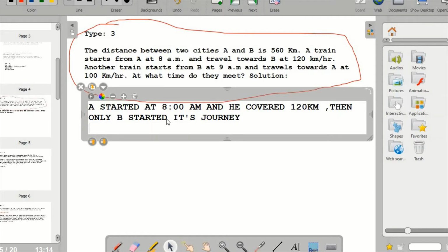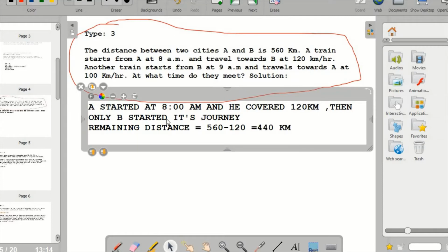So what is the remaining distance? A has crossed 120 kilometers but B has not yet started. So we have to find the difference in the traveling of A and B. So the remaining distance is equal to 560 minus 120. So that is 440 kilometers remaining for A.